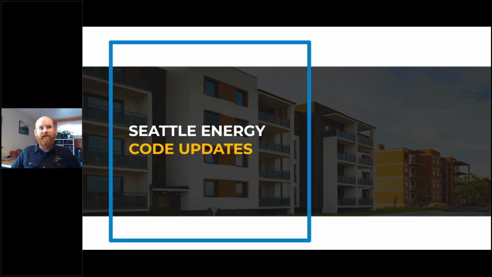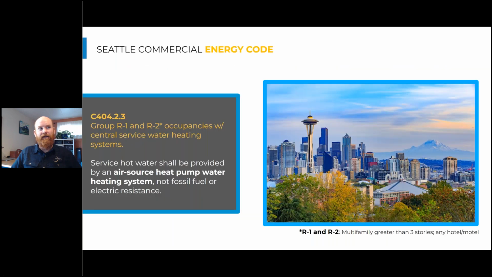And then the last is Seattle Energy Code updates. And like I mentioned early on, for group R1 and R2 occupancies with central service water heating systems, air source heat pumps are required, not fossil fuel or electric resistance. R1 and R2 are multifamily greater than 3 stories or any hotel or motel. So if you're in the Seattle area, under the Seattle Energy Code, you're now required to have a commercial heat pump water heating system.